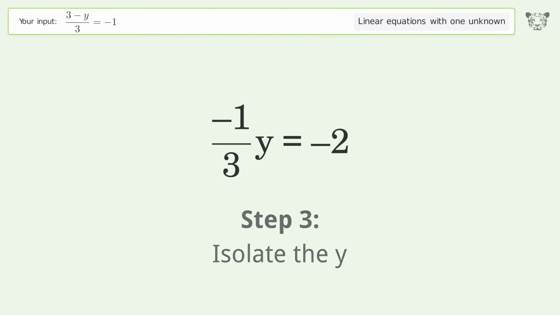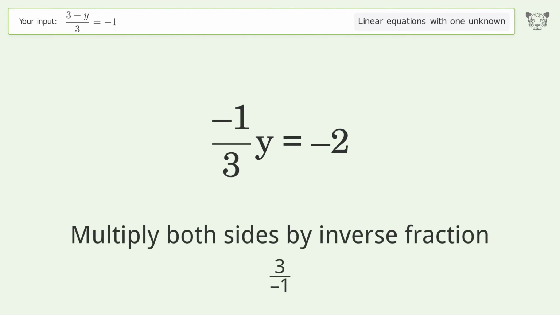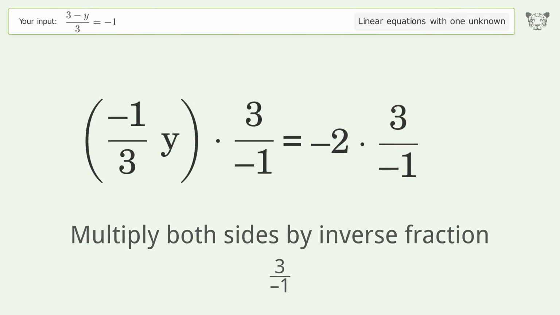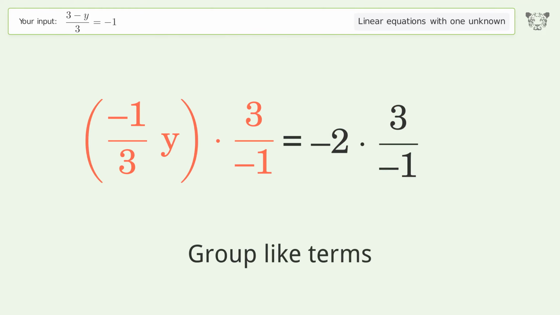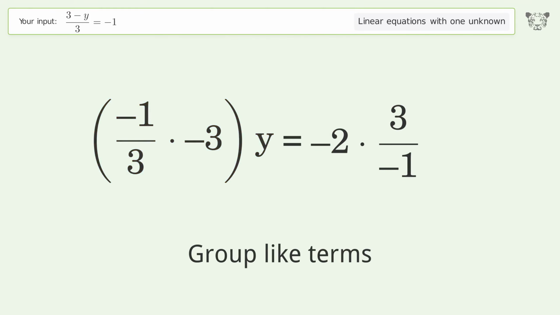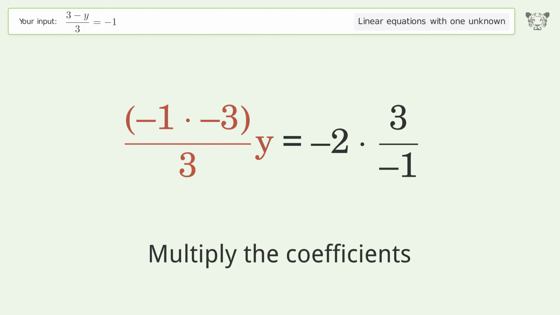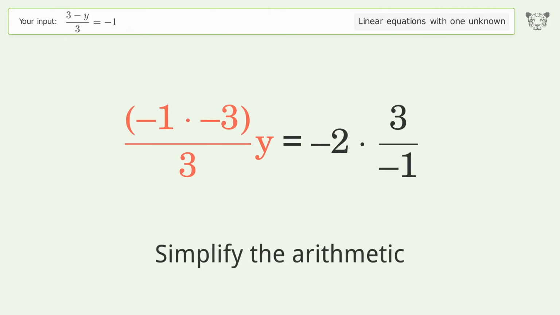Isolate the y. Multiply both sides by inverse fraction 3 over -1. Group like terms. Multiply the coefficients. Simplify the arithmetic.